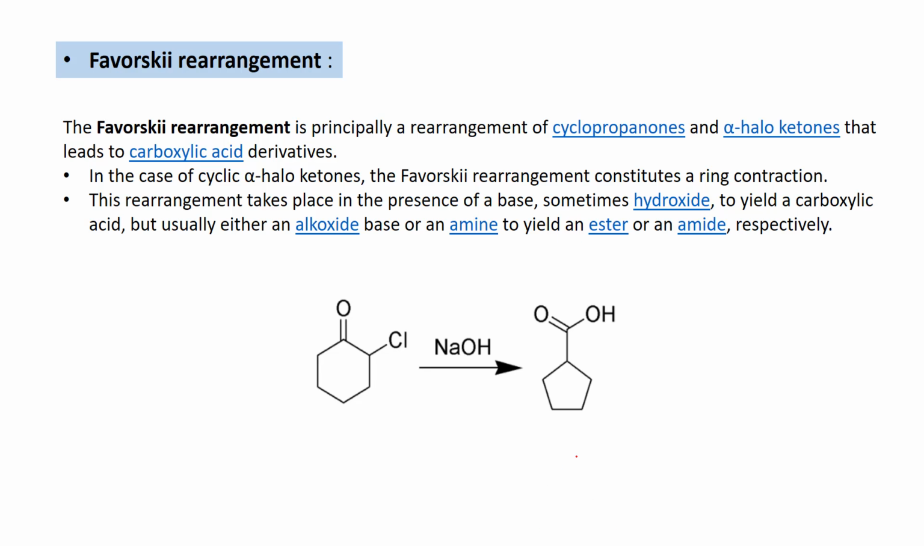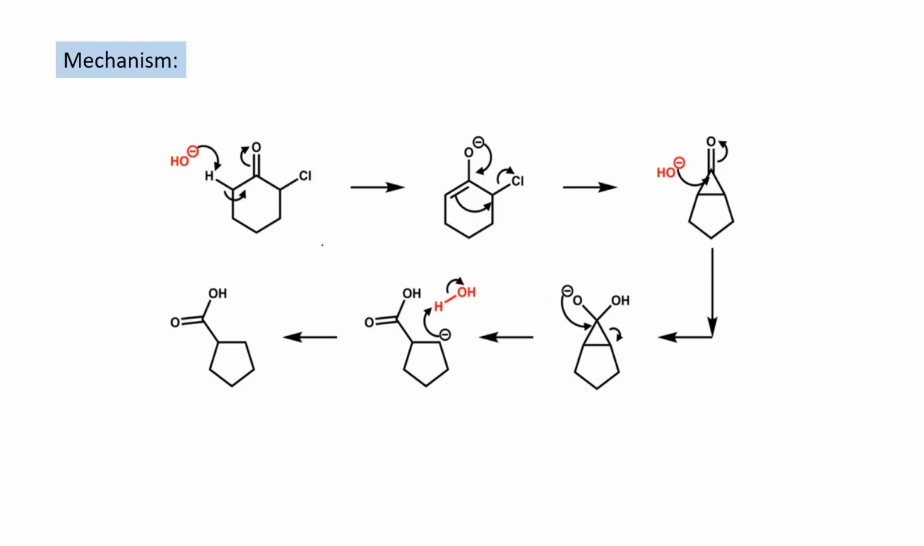So whenever a hydroxide base is used, we get an acid, but if instead we use an alkoxide base or amine, we will get an ester or amide. So let's talk about the mechanism. You can see there is an alpha haloketone, and if we perform with a base, we get a ring contraction, like from a six-membered ring we are getting a five-membered ring with an acid group. So this is the mechanism.